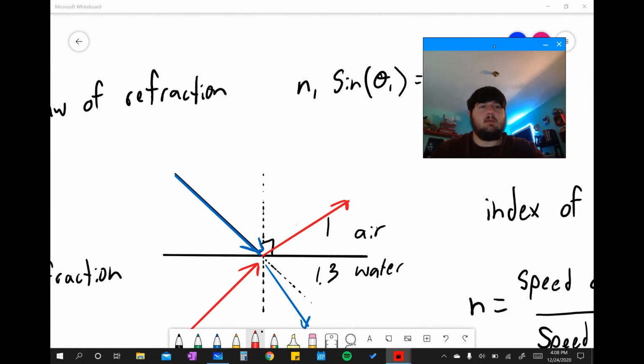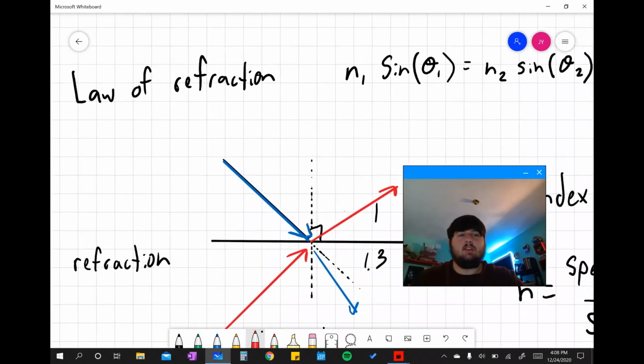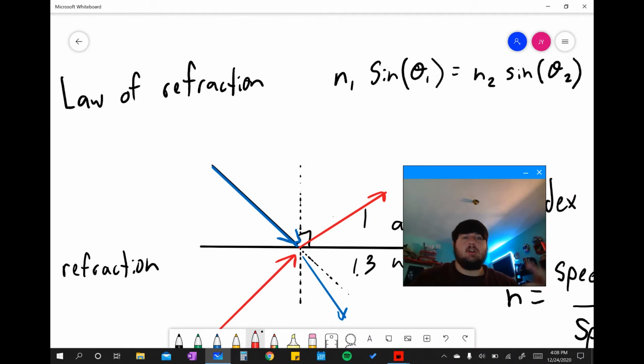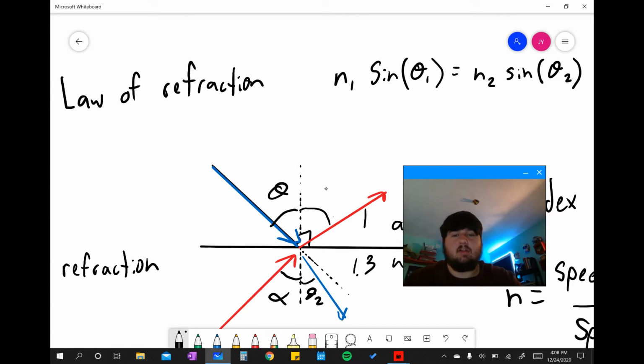So yeah, let me move my camera a little bit. This is the formula if you want to know exactly where the beam is going to move. So our angles, we'll say, are measured from, call this theta, call this theta 2, call this alpha, call this alpha 2. 1, 2, 1, 2.